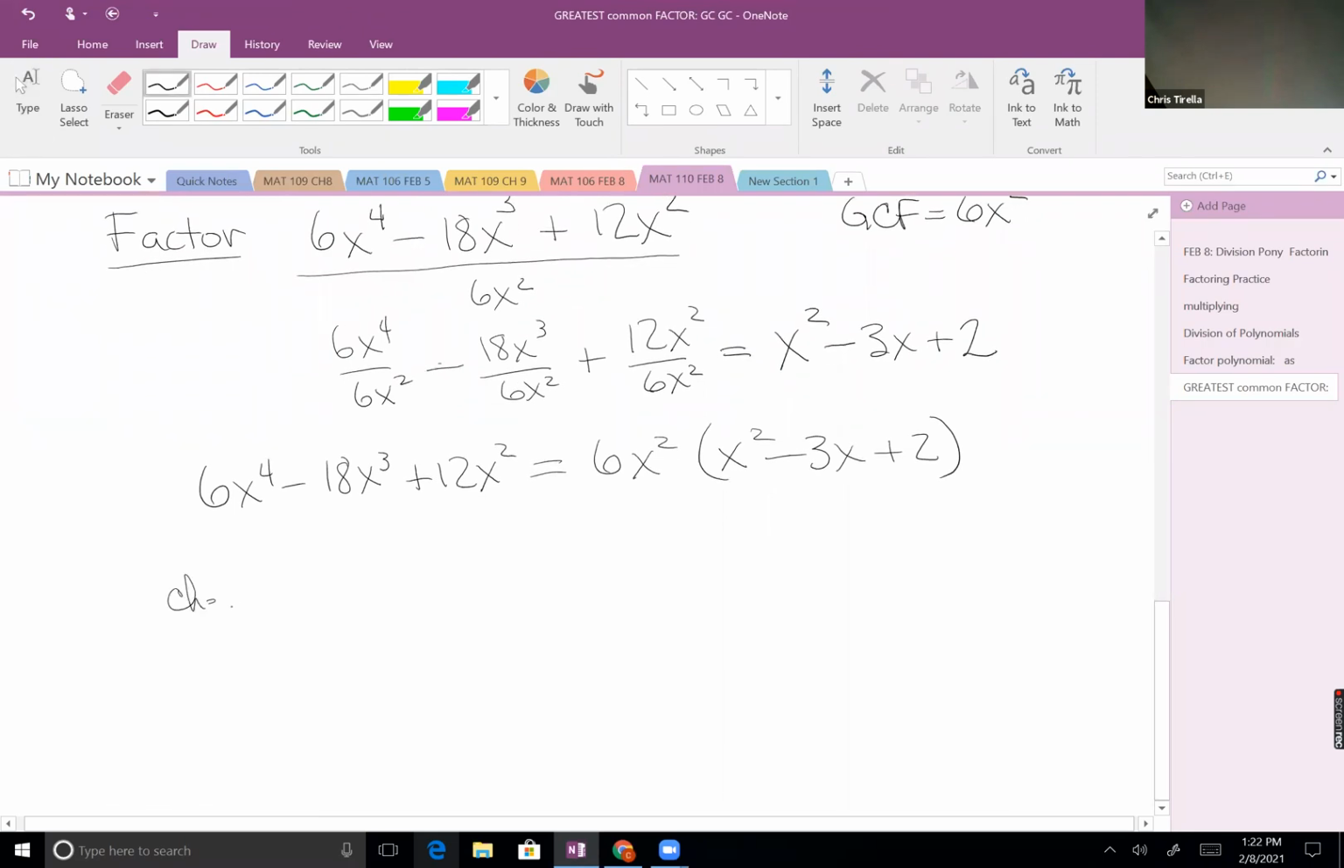And we could check by multiplication. And so if I were to multiply 6x squared times x squared, 6x squared times minus 3, 6x squared times positive 2, it should give me that same polynomial back. This, though, would be my factored form.